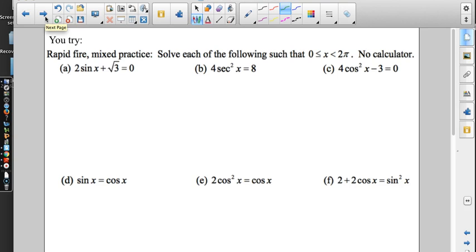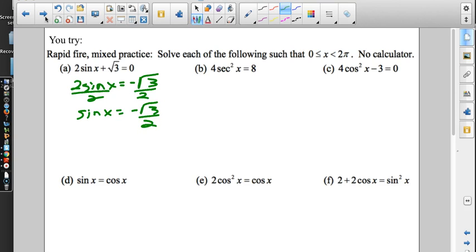Take a look at A. What does your algebra intuition tell you would be a good thing to do? Then what? Right? Okay. You've seen that somewhere before, right? Which triangle?